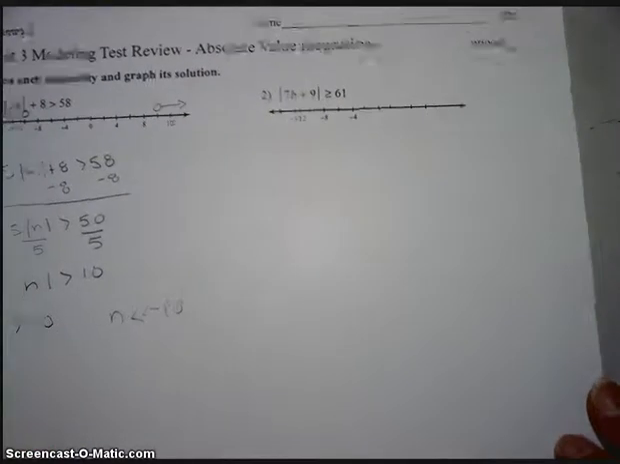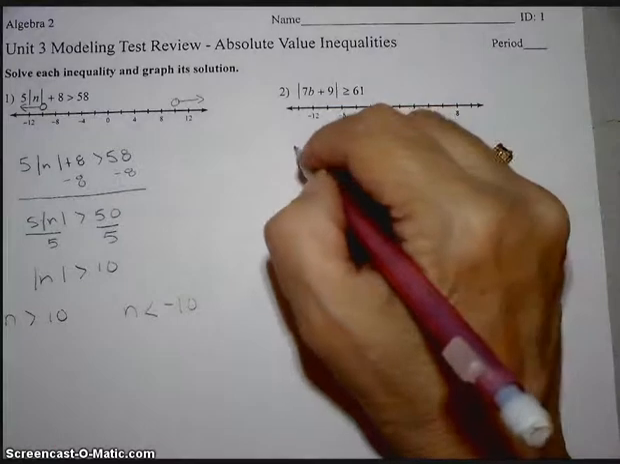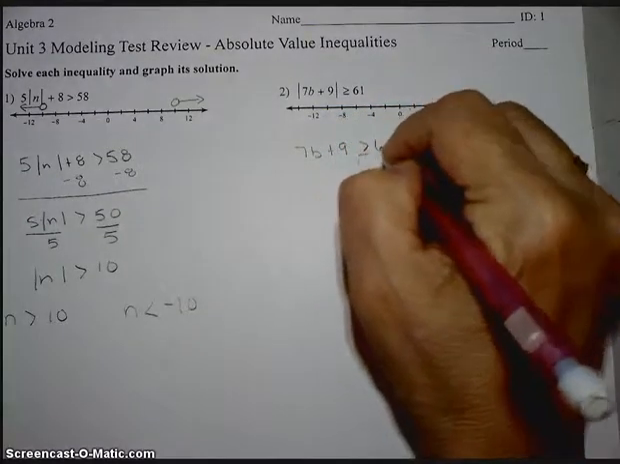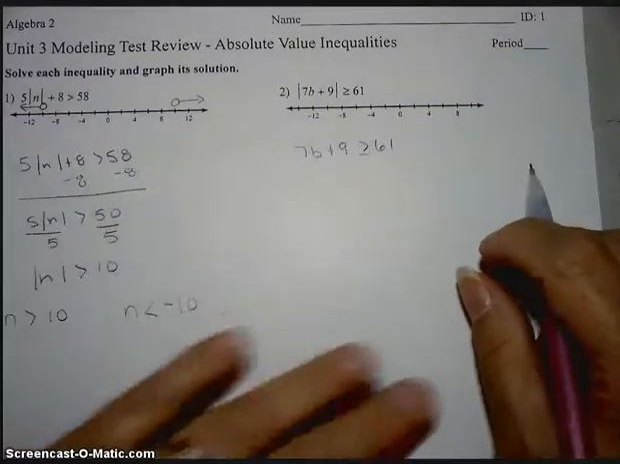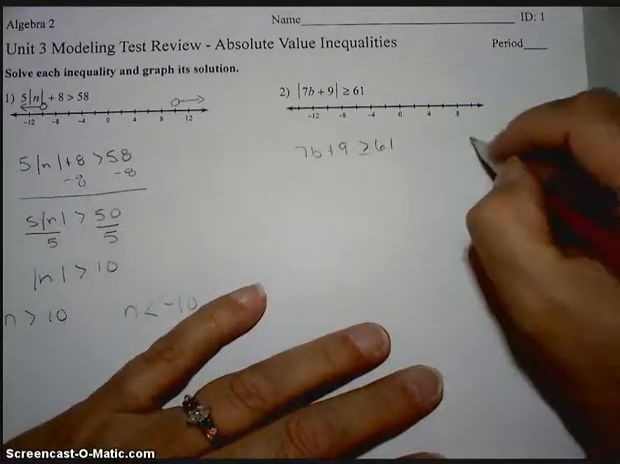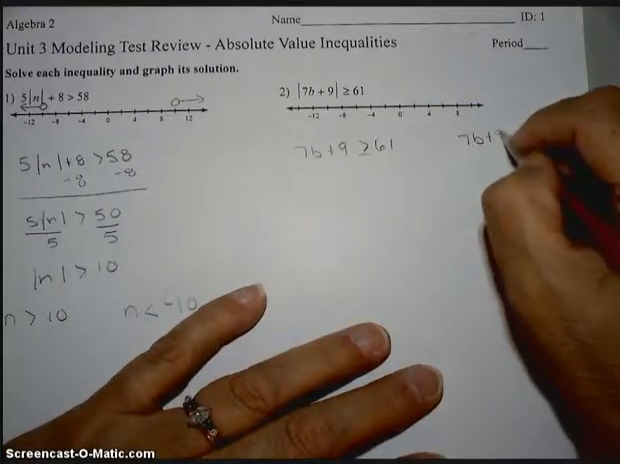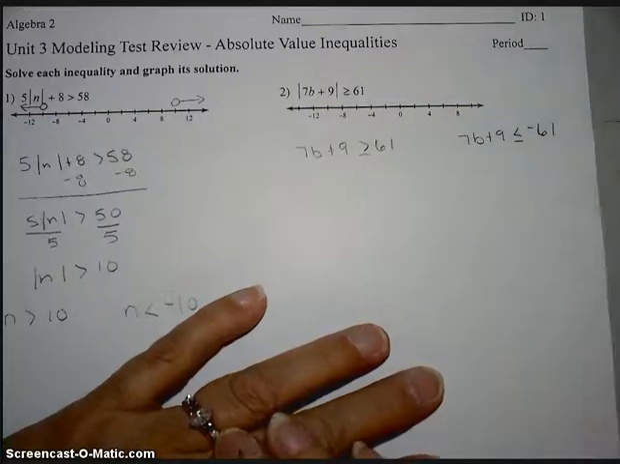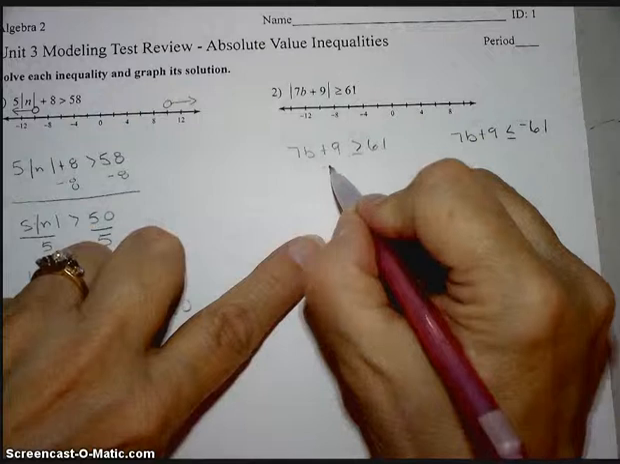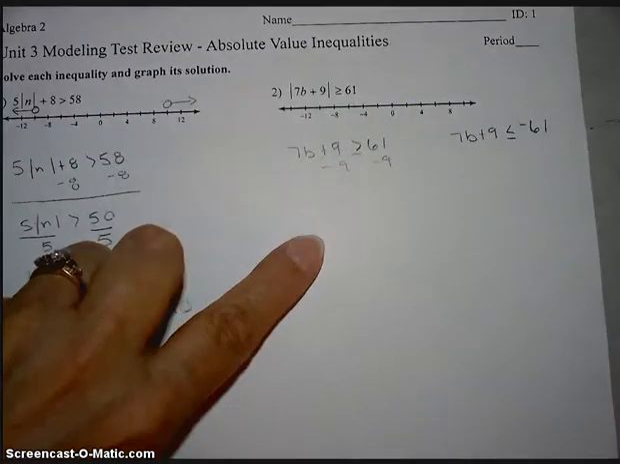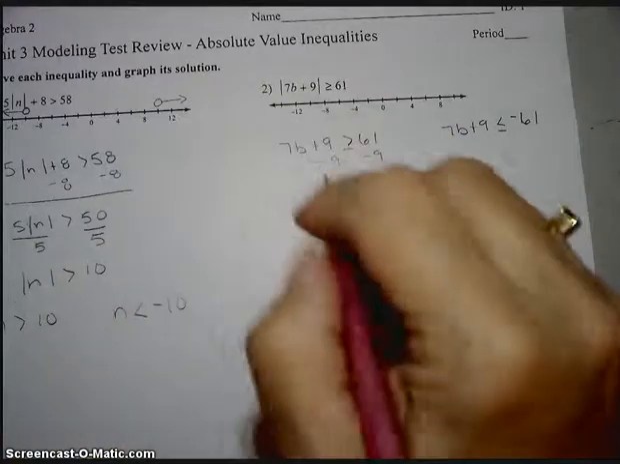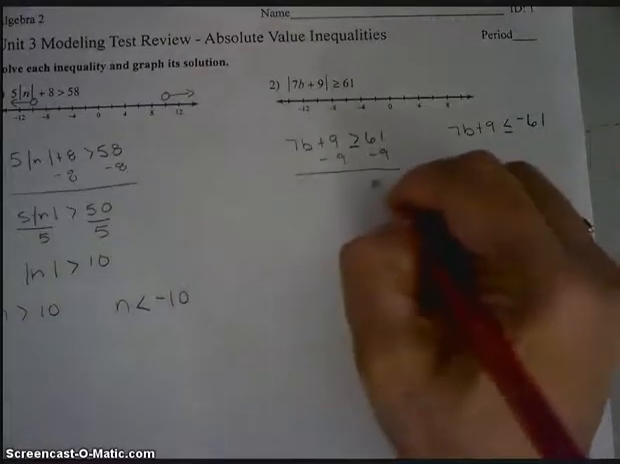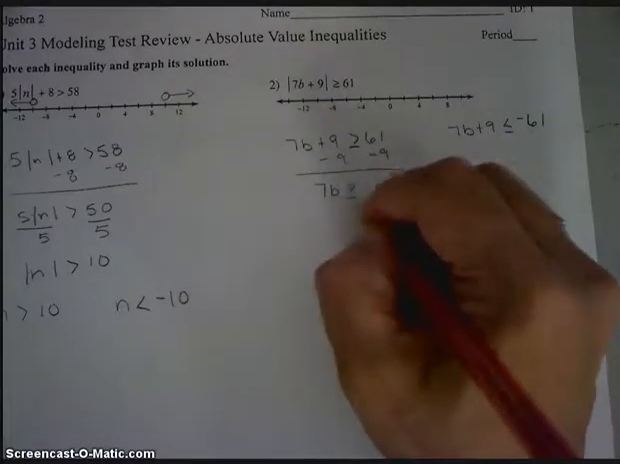Alright, the second example here, I don't have anything being done on the outside of the absolute value bars, so I can go ahead and set up my two equations. I have 7b plus 9 is greater than or equal to 61, and then 7b plus 9 is less than or equal to negative 61. And then we're just going to solve both inequalities. So here I would subtract 9. 61 minus 9 is 52. So I have 7b is greater than or equal to 52.